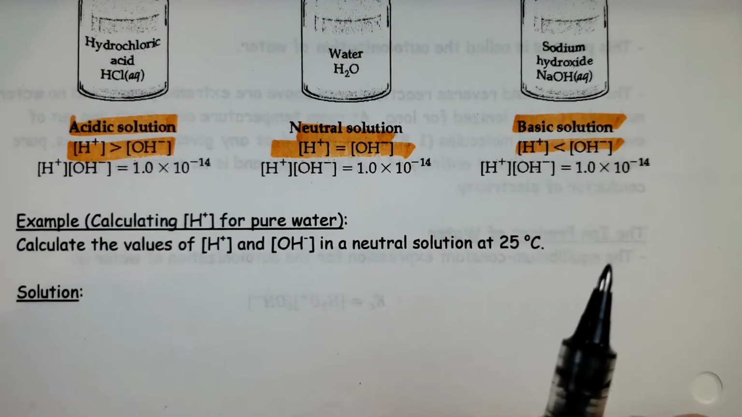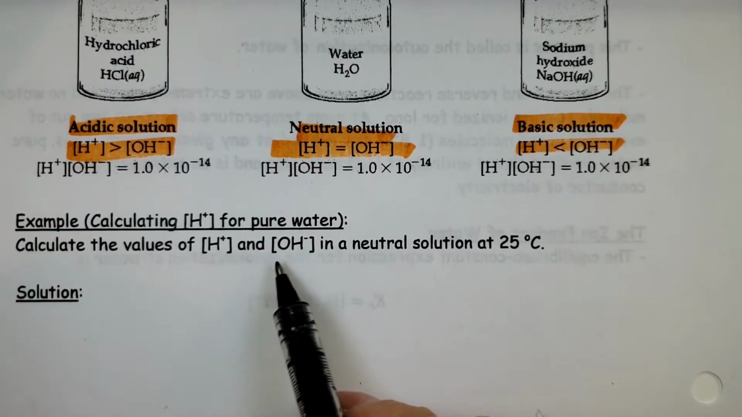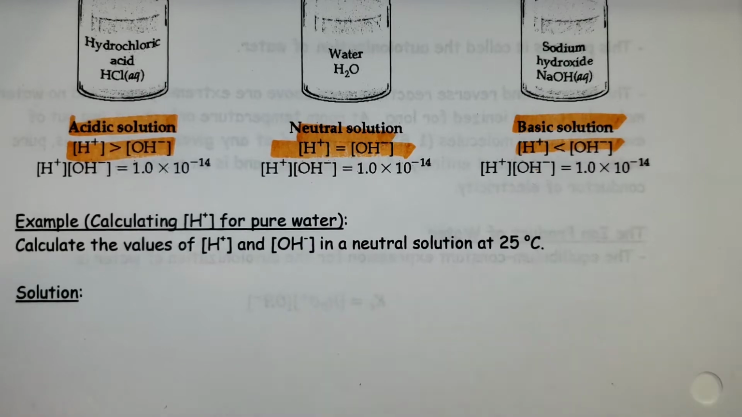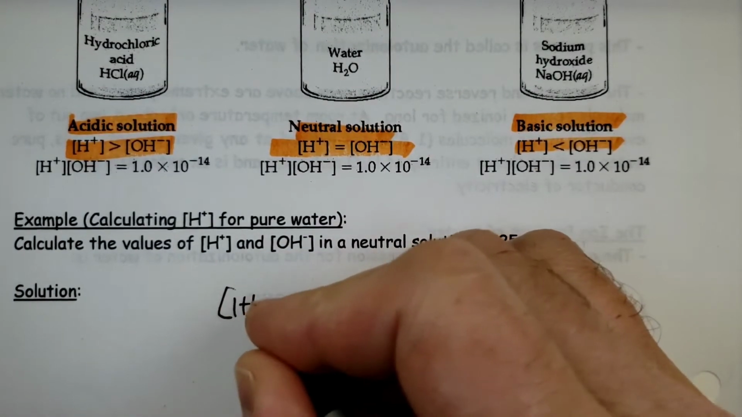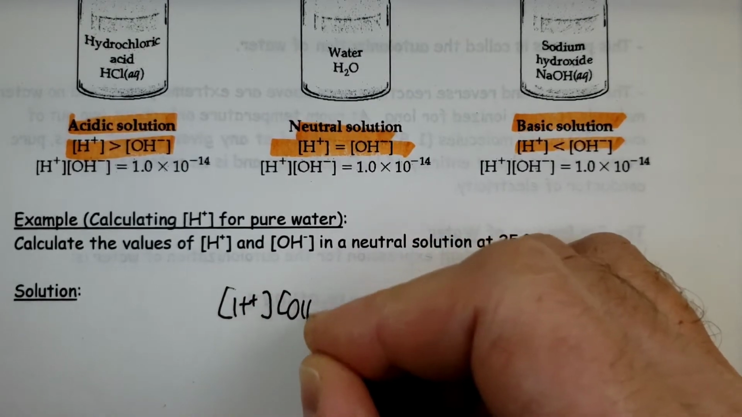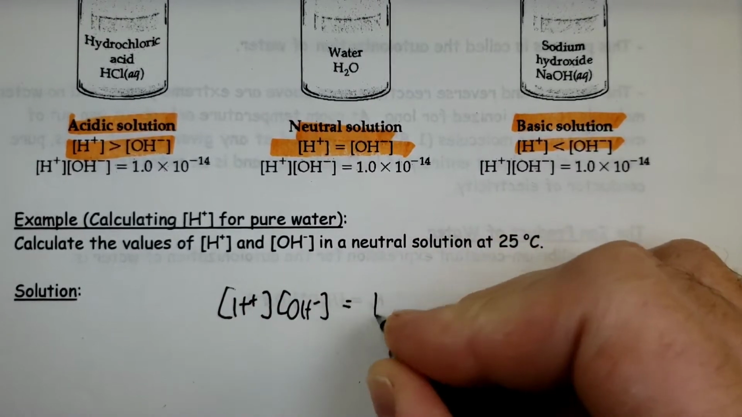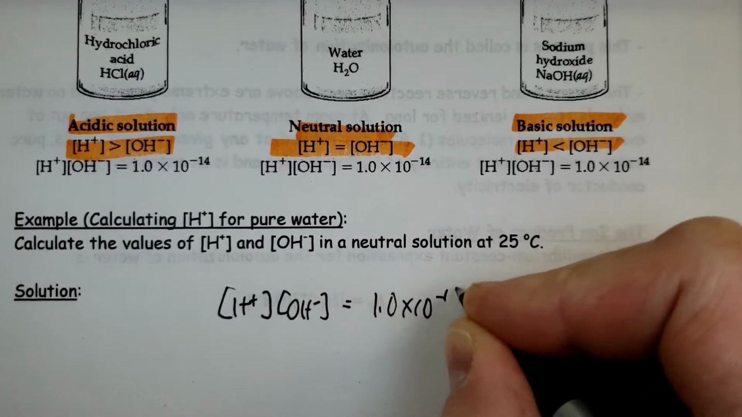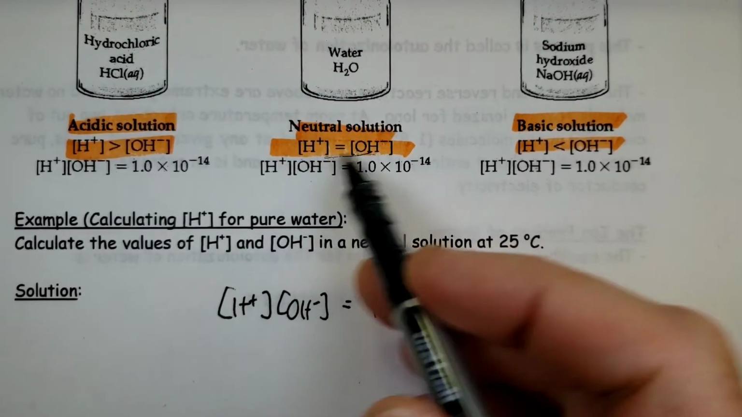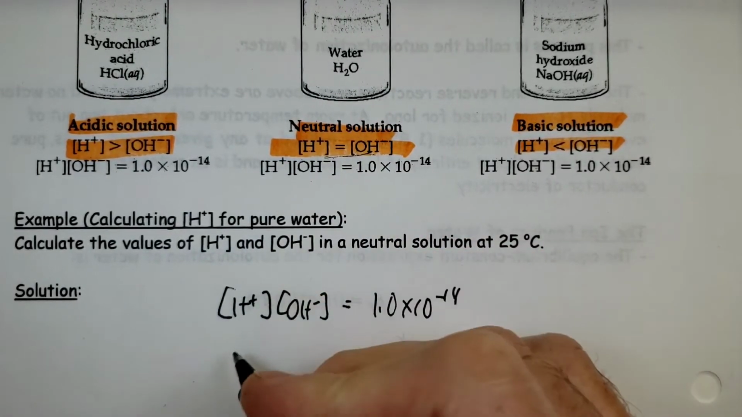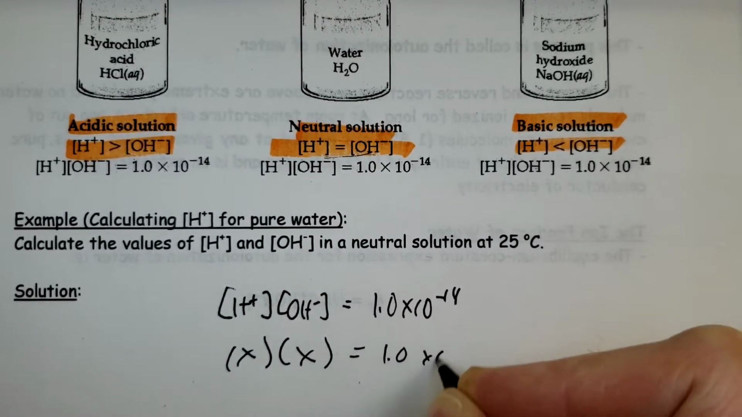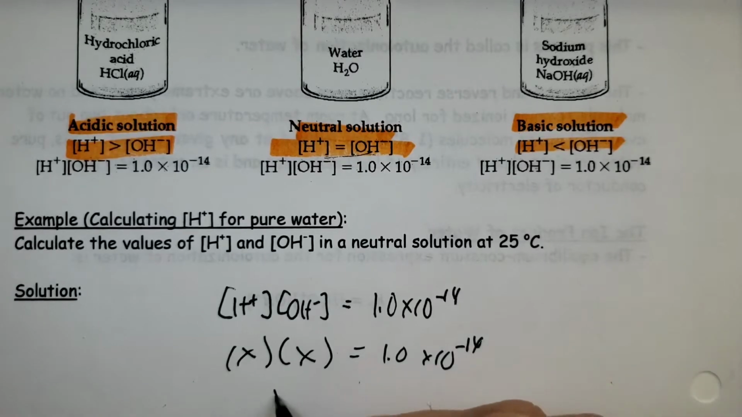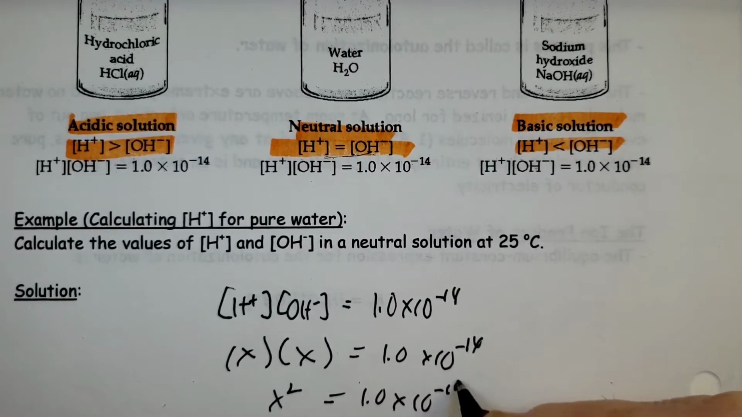So if I look at the values of H and OH in a neutral solution, so if we're looking for this, H times OH, we know that they must equal 1.0 times 10 to the minus 14, and hey, we know that they must be equal, right? So if I call this X, I would have to call this X, because I know that they are going to be equal. So X squared is equal to 1.0 times 10 to the minus 14.